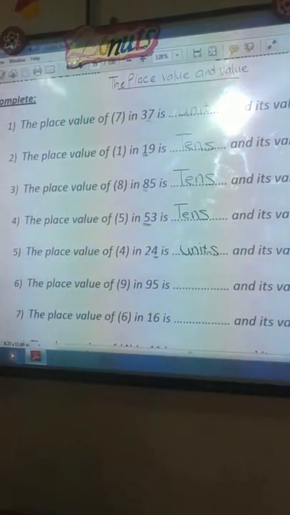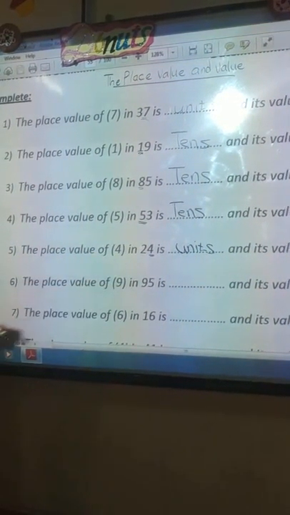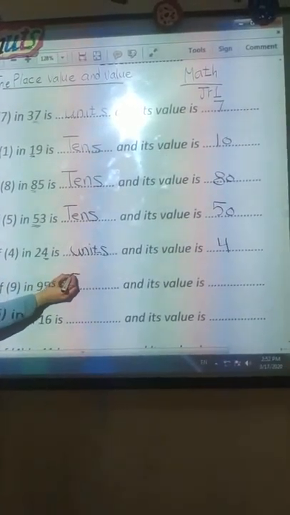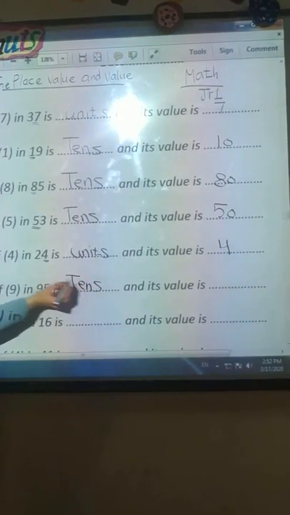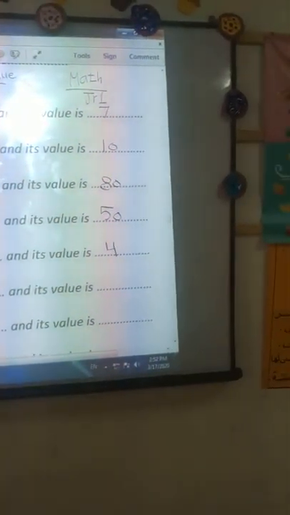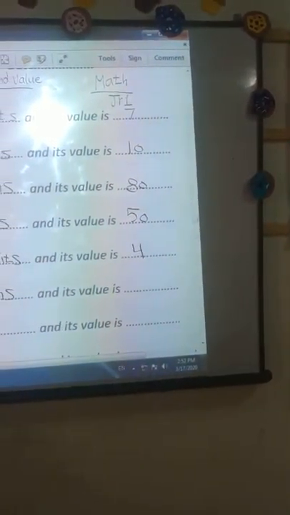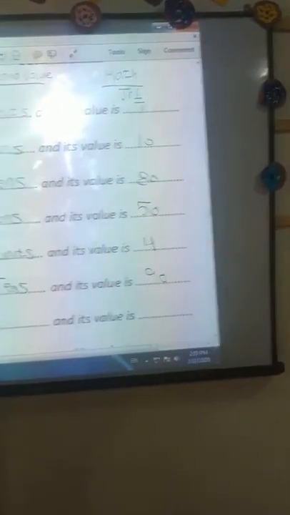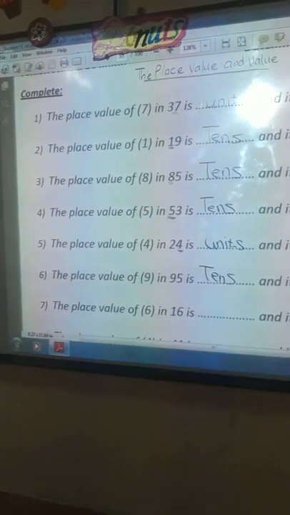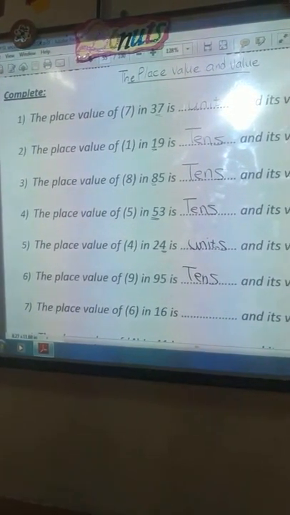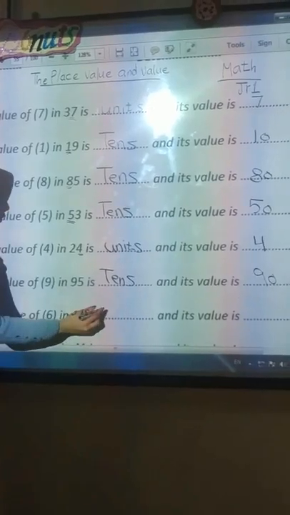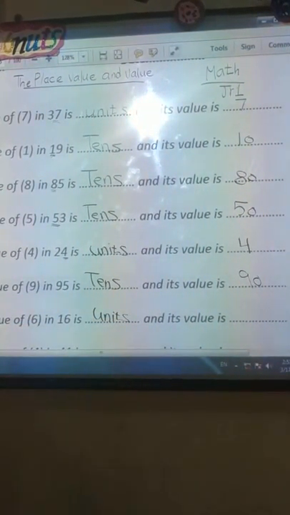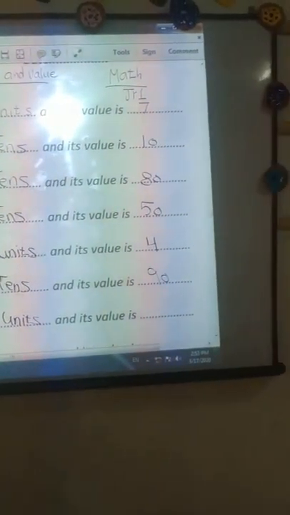The place value of 9 in 95 is tens. And its value is 9. Why? Because 9 in the tens. So, 9. The place value of 6 in 16 is units. And its value is 6.